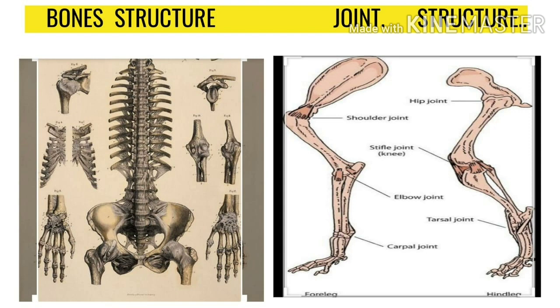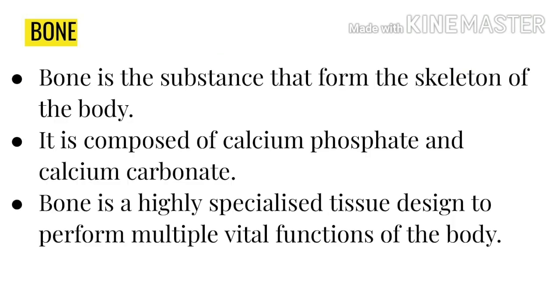So let's learn the definition of a bone. What is bone? Bone is a substance that forms the skeleton of the body. It is composed of calcium phosphate and calcium carbonate. So that's why calcium is very important, because bone is made up of calcium. Bone is a highly specialized tissue designed to perform multiple vital functions of the body.